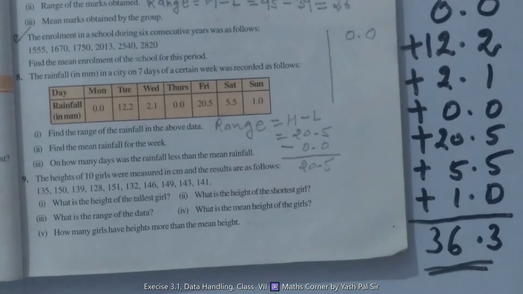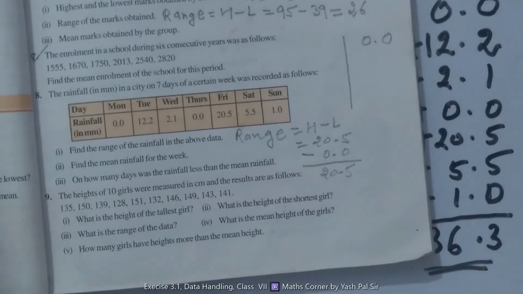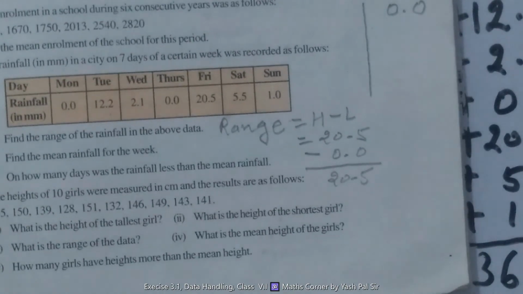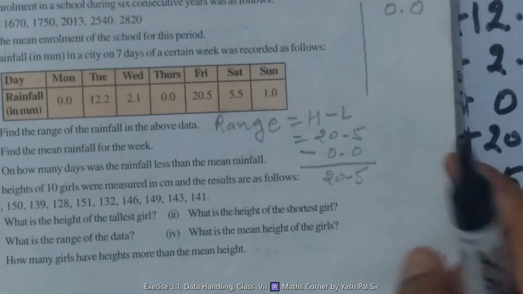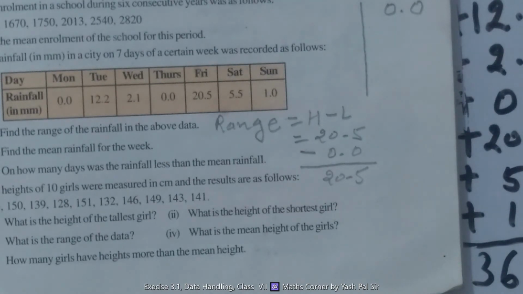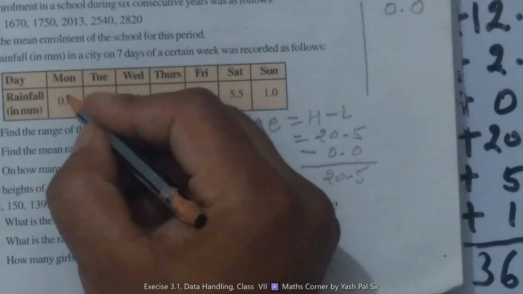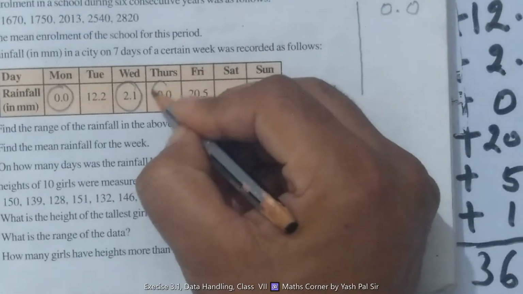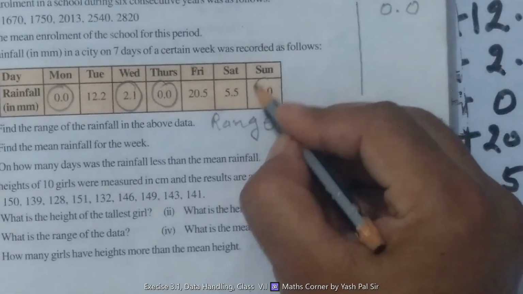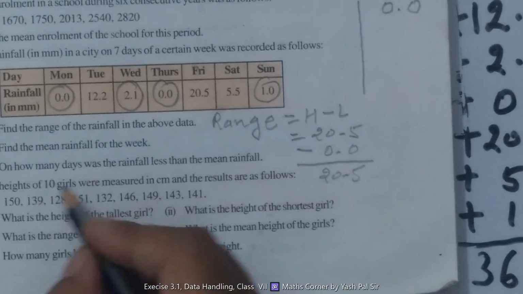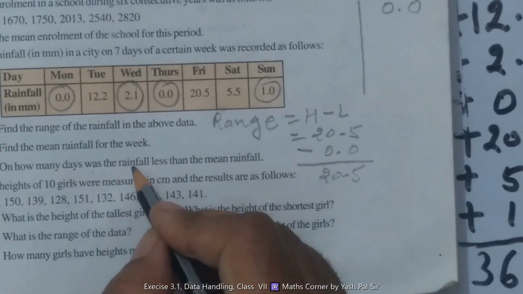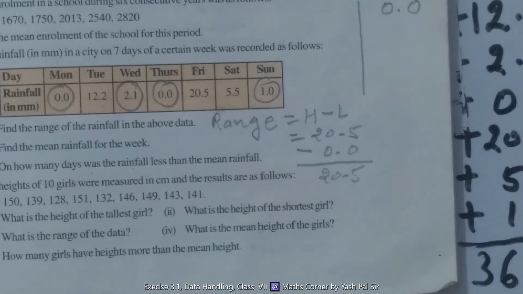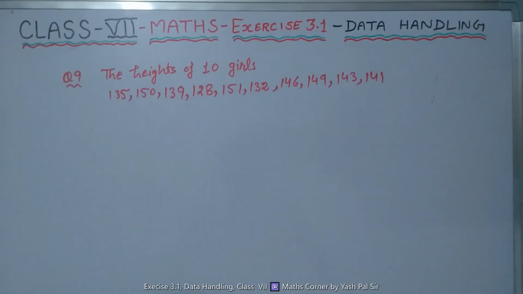Okay. Now coming to the next part. What is the last part of the question? How many days was rainfall less than the mean? So 5.1 is the mean. So how many days are less? 0.0 is less, 2.1 is less, 0.0 is less, 1.0 is less. So how many days was the rainfall less? 1, 2, 3, 4 days. So what is the answer? 4 days.